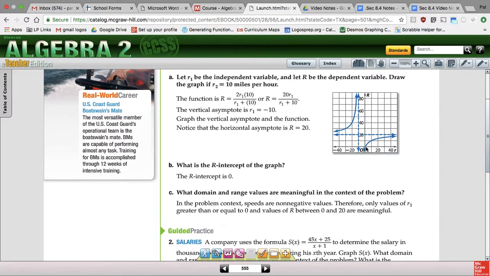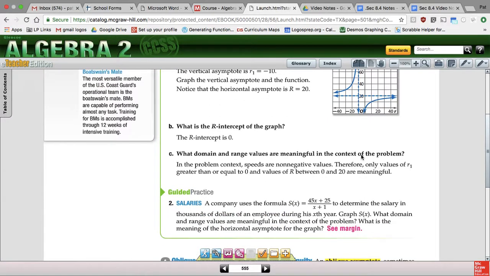All right, so the domain is going to be x greater than or equal to 0, and the range is going to be between 0 and 20. Those are the meaningful things. And that's all I was just saying. It's just graphing it and then learning what the meanings are. All right. So let's move on.